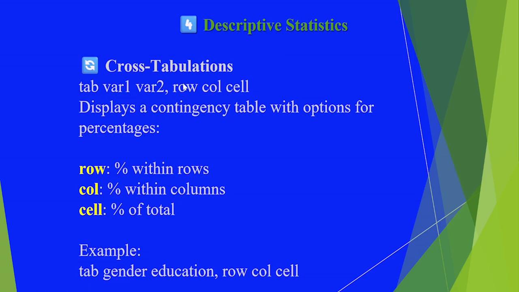And the moment you add row, col, and cell, this will display a contingency table with options for percentages, such as row percentage, column percentage, and cell percentage. So we are going to see this in the practical part. And this is the example in STATA. We just need to write tab followed by the two variables of interest, for example, gender and education. We'll have a distribution of percentages across rows and columns. In fact, we'll have both frequency and percentages across row, column, and cell percentages.